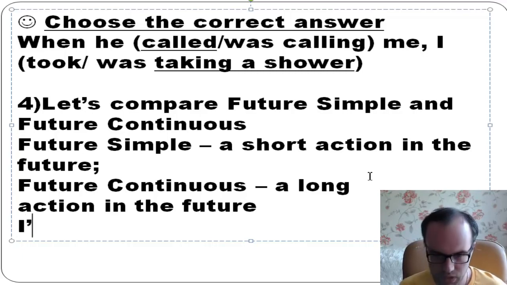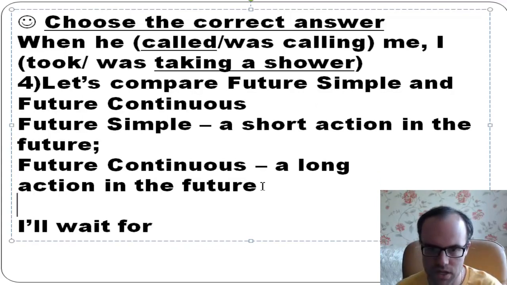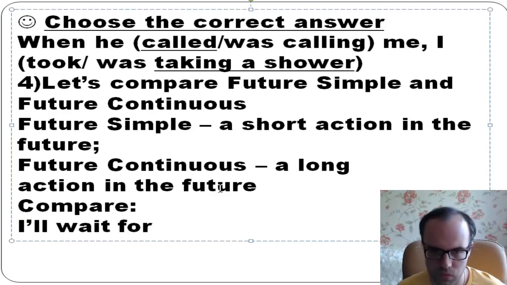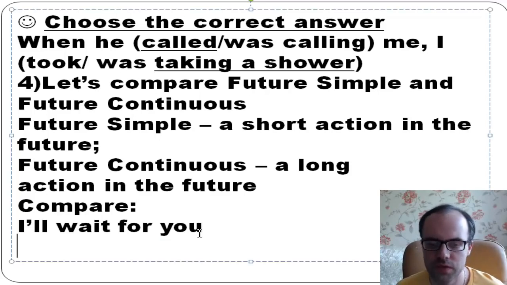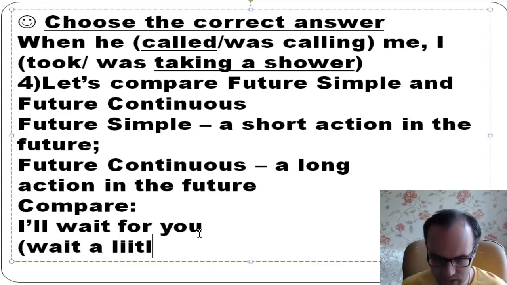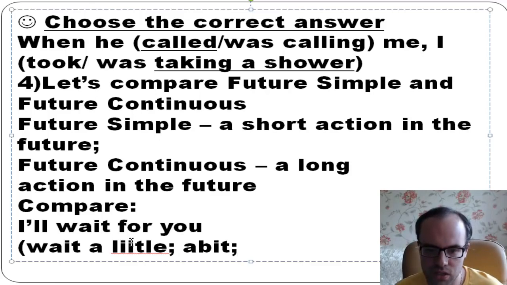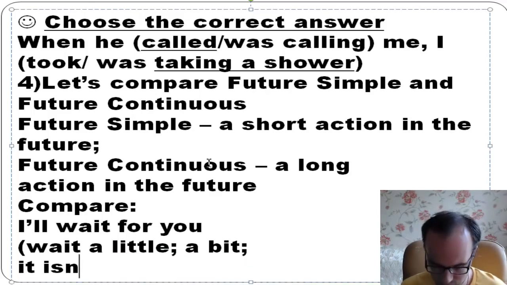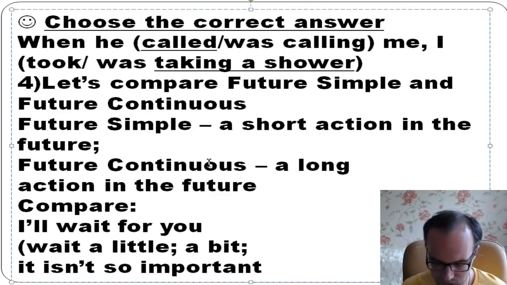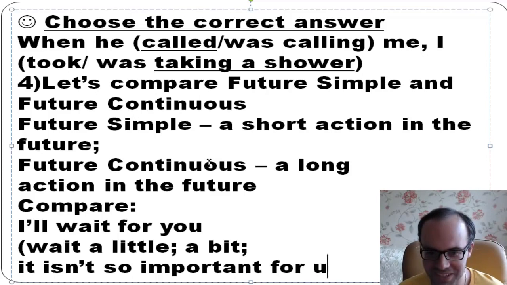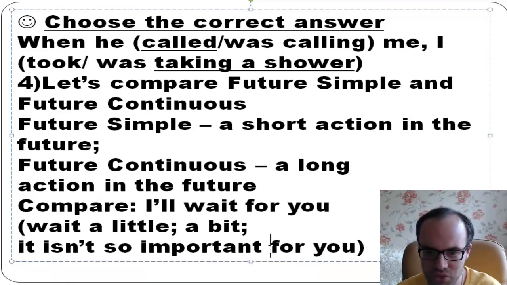Look, compare. I'll wait for you. If you say so, it means that it's a short action, so you'll wait a little, or maybe a bit, and it isn't so important for you.